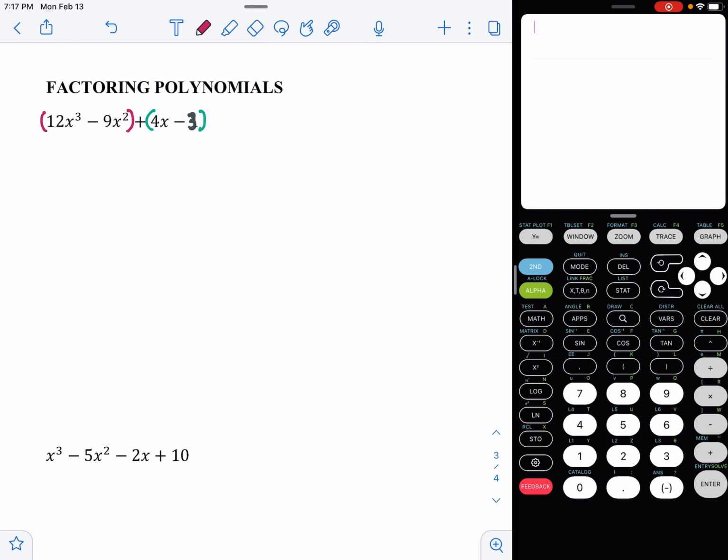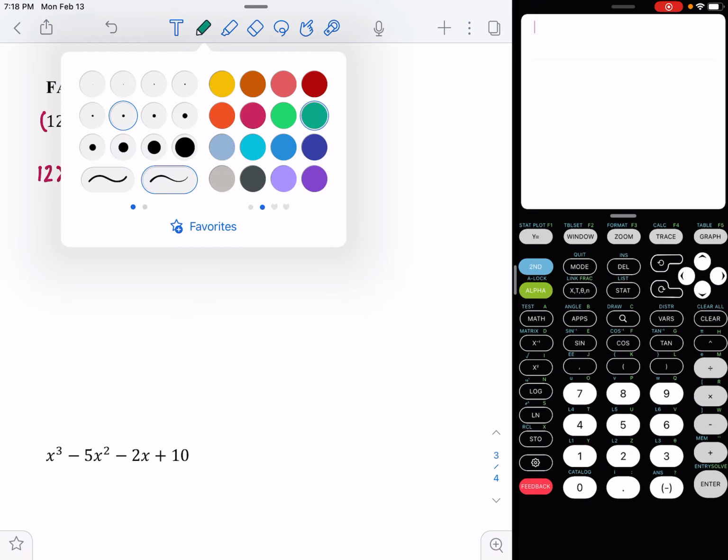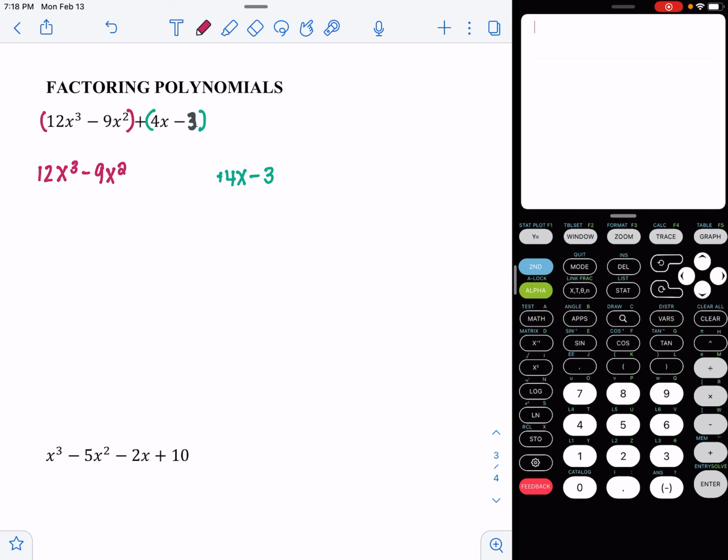Okay, I'm going to rewrite my first group: 12x cubed minus 9x squared. And then I'm going to write my second group over here. That was a positive 4x minus 3. Let's go ahead and try to factor these.